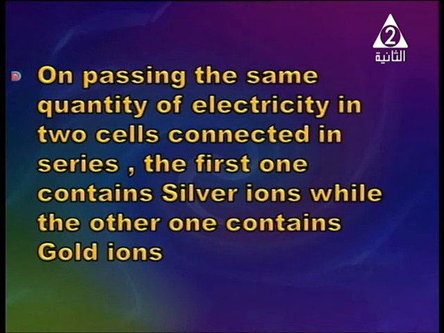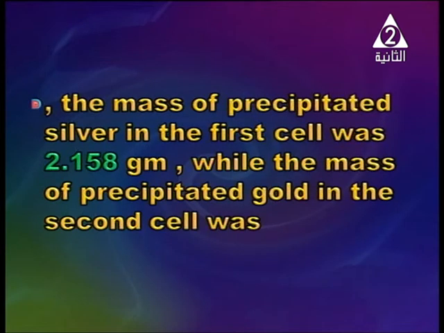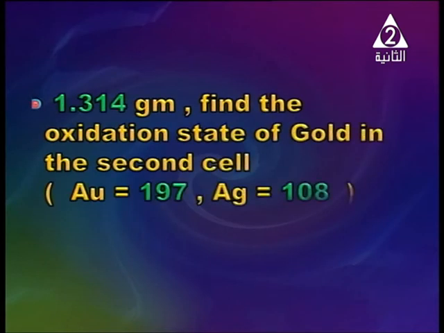On passing the same quantity of electricity in two cells connected in series, the first one contains silver ions, while the other one contains gold ions. The mass of the precipitated silver in the first cell was 2.158 gram, while the mass of the precipitated gold in the second cell was 1.314 gram. Find the oxidation state of the gold in the second cell, given the atomic mass of gold is 197, while of silver 108.